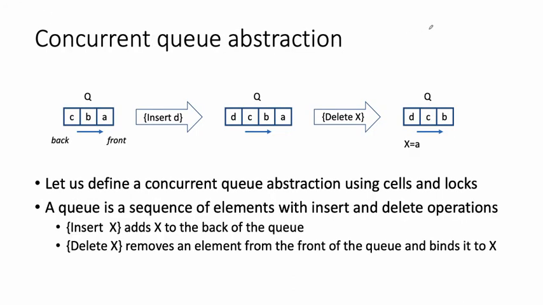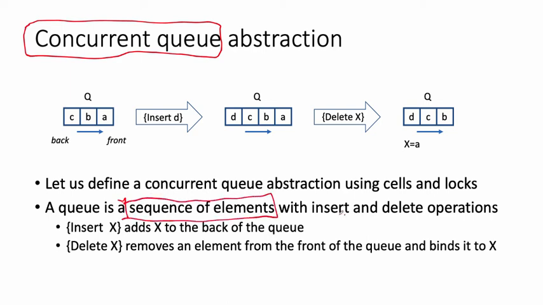I'm going to implement, as an example, a data type called a concurrent queue. And we're going to implement it using locks. So what is a concurrent queue? A queue is a sequence of elements with insert and delete. So it has two sides. It has the back and the front. You can insert in the back here, and you can remove or delete elements in the front. So basically it's a line of elements, a sequence.